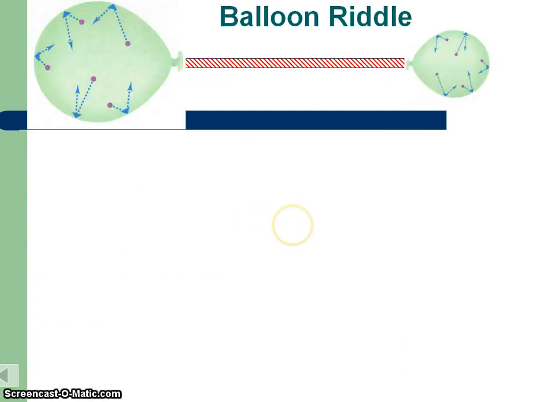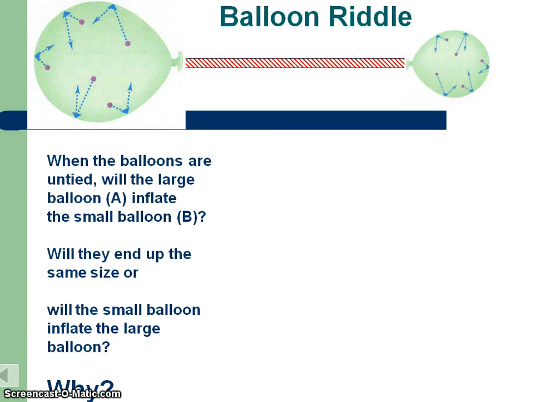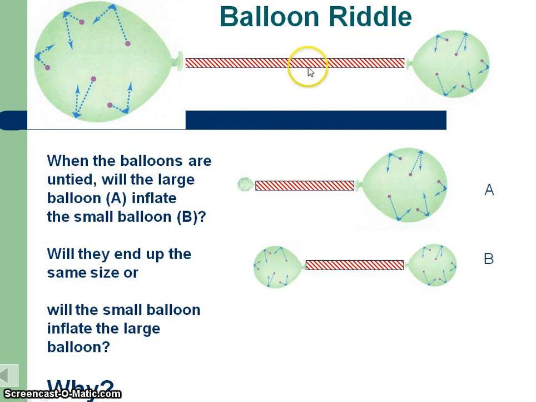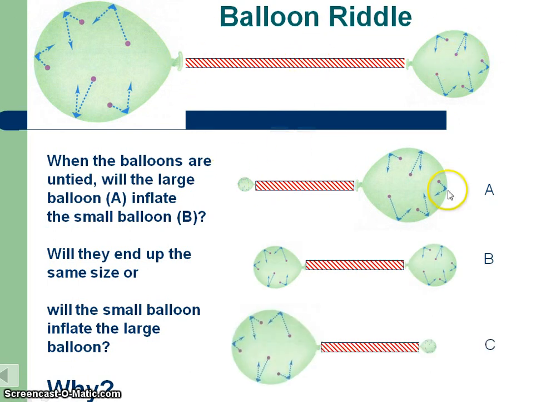So, here's a balloon riddle. We're going to do this in class actually, so you get to pick. What do you think? When the balloons are untied, so in here I'm going to have a valve. I've got a big balloon on one side, a little balloon on the other side. What do you think is going to happen? Is A going to happen? Or is B going to happen? Or is C going to happen? And why do you think? We're actually going to do this in class, so pick this now and let's see what you think and where you're going with that.